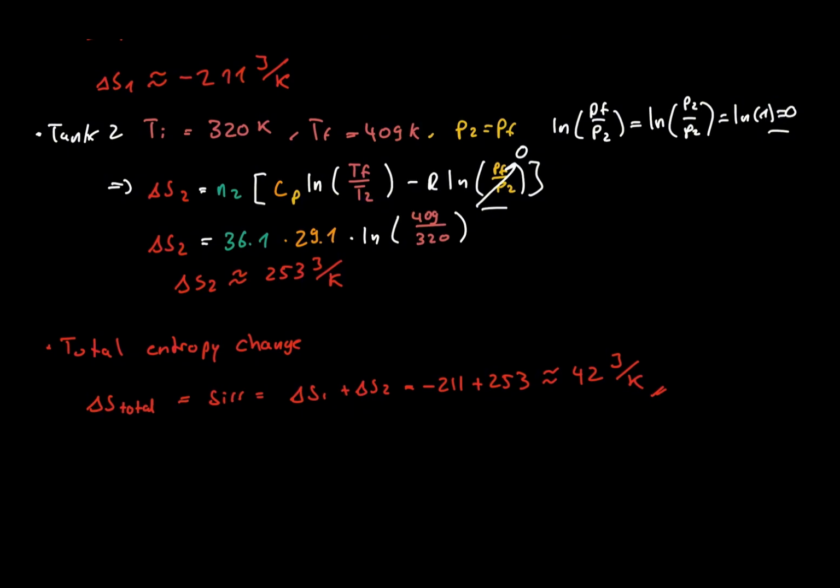This is the key result. One tank loses entropy, the other tank gains entropy, but the gain is larger than the loss. That positive difference is entropy production. And that is why the process is irreversible.